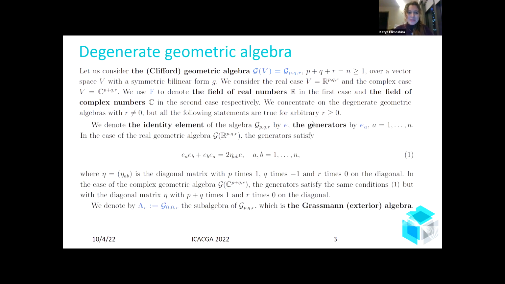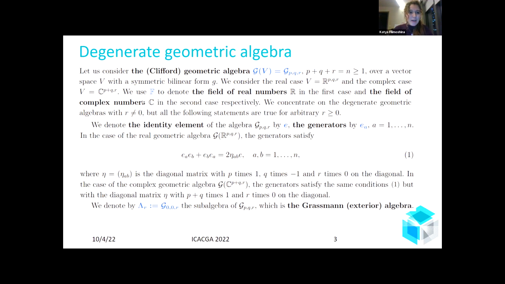Degenerate geometric algebras, in particular plane-based geometric algebras or PGA, which were actively discussed yesterday, have various applications in computer graphics and vision, motion capture, ray tracing, etc. Moreover, the degenerate algebra PGA can be realized as a subalgebra of conformal geometric algebra CGA, which was discussed yesterday too. So we hope that the results of this work can be interesting for various applications in computer science.